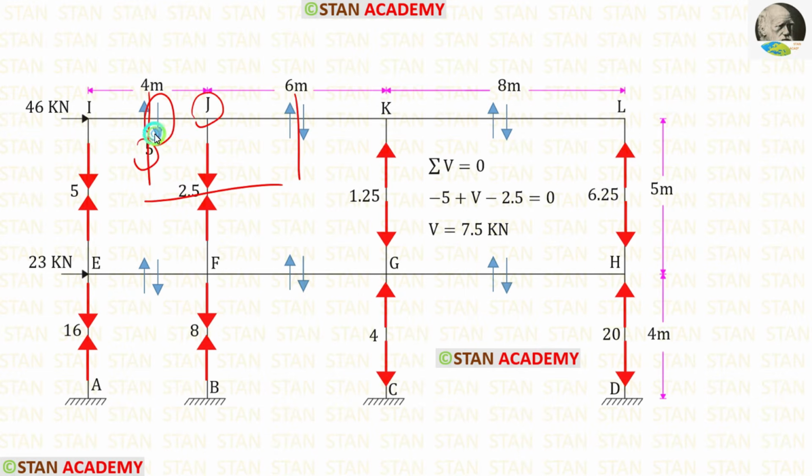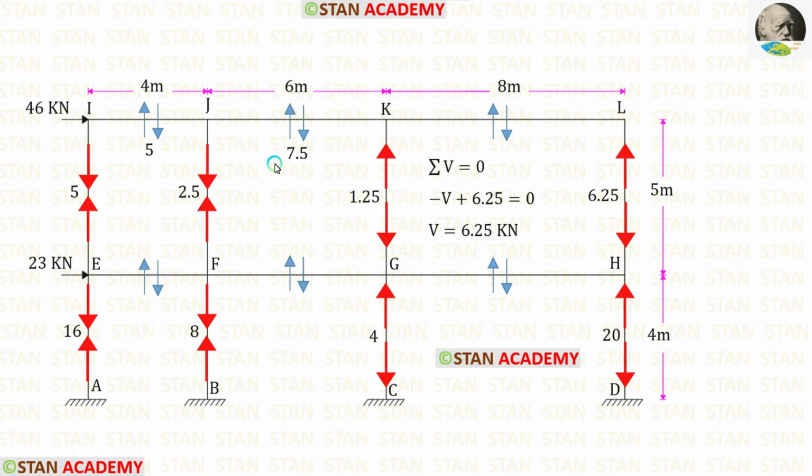5 is acting downwards, so that will be negative. 2.5 is also acting downwards, so that is also negative. Let us keep the shear force as V. It is acting upwards, so that will be positive. Finally, for V, we are getting 7.5 kilonewton. Let us enter that. Now, we are going to find the shear force in the member KL.